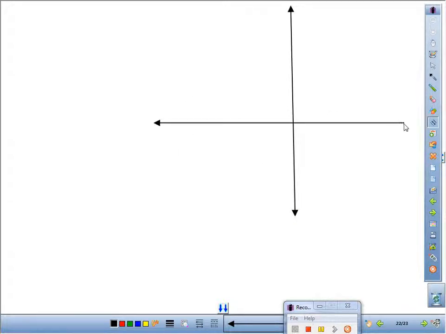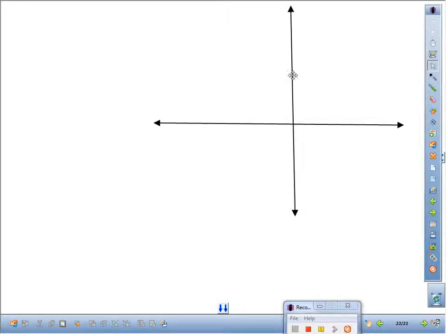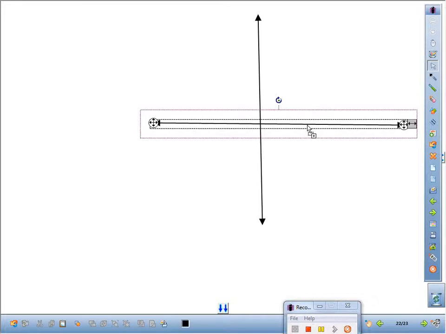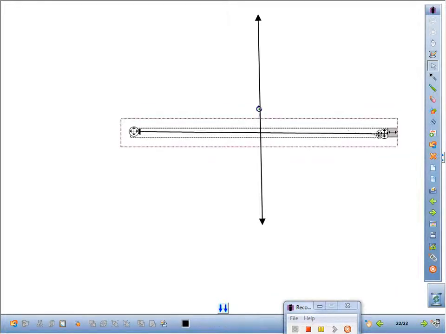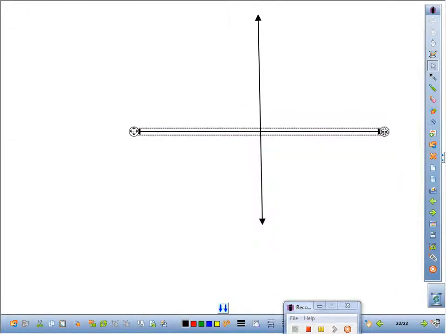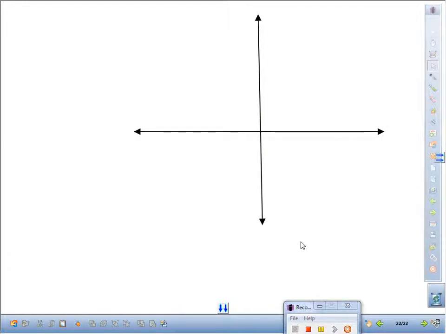So, on your Cornell notes from yesterday, write this down. Copy exactly what I do. Here we go. All right, copy this down.